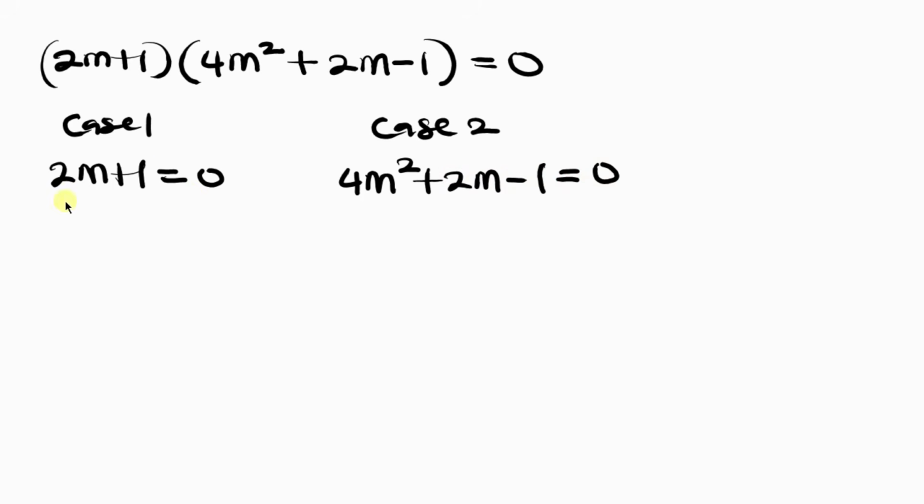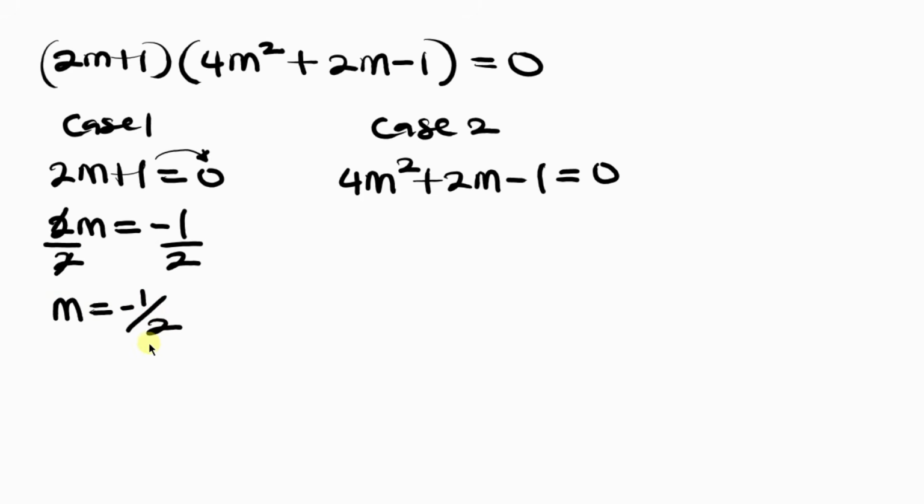From the first case, we can move 1 to the right hand side so that we have 2m equal to, as 1 crosses to the right, it becomes negative 1. And now dividing both sides by 2, these 2 cancel out, leaving behind m equal to negative half. Very good. So this is a real solution for m, one of the solutions. Now to get other solutions, we move on to case 2.